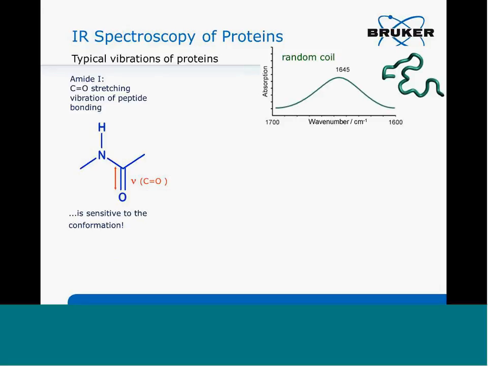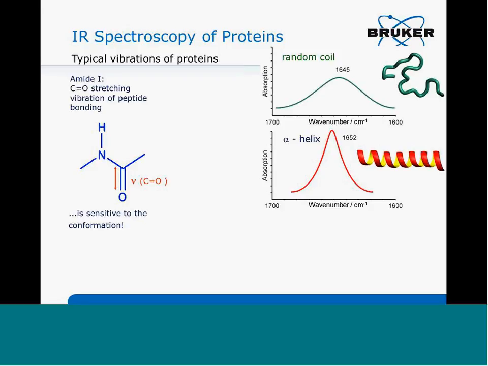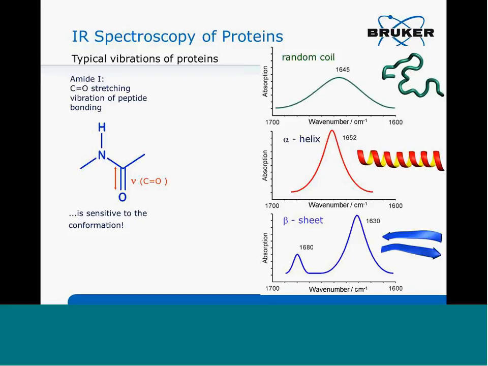This is an example. If you have a completely random coil structure, that band appears at 1645 wave numbers. If we have mostly alpha helix structure, that band appears at 1652. If it's beta sheets, the bands are at 1680 and 1630 wave numbers. So if we have a combination of alpha helix, beta sheet, and random coils, we can use infrared spectroscopy to identify the proportion of these parts of the molecules.